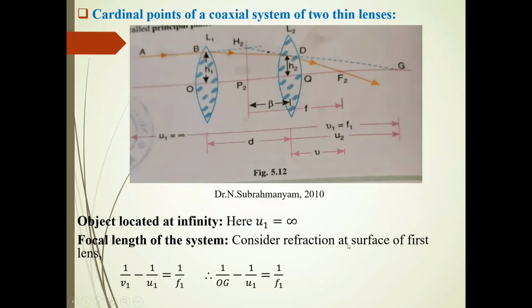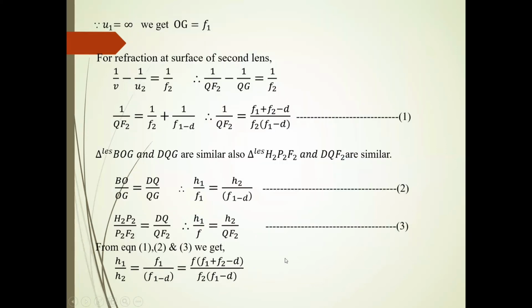Consider refraction at the first surface of the first lens. Here we can write the equation 1/V1 minus 1/U1 is equal to 1/F1. Here V1 is OG. U1 is infinity, so we get OG is equal to F1.